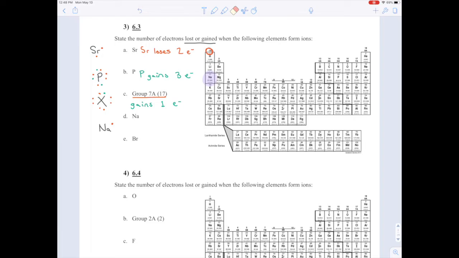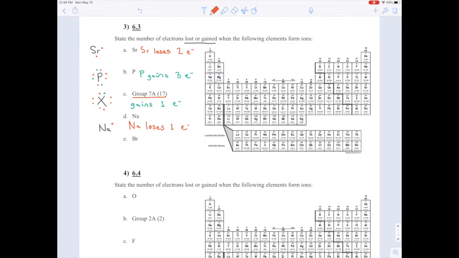It's easier to lose the 1 than to gain 7, and so sodium loses 1 electron. Let me write this so it's more clearly a 1. There we go.